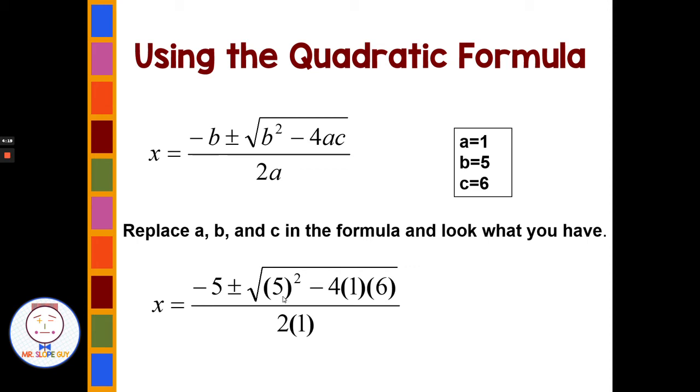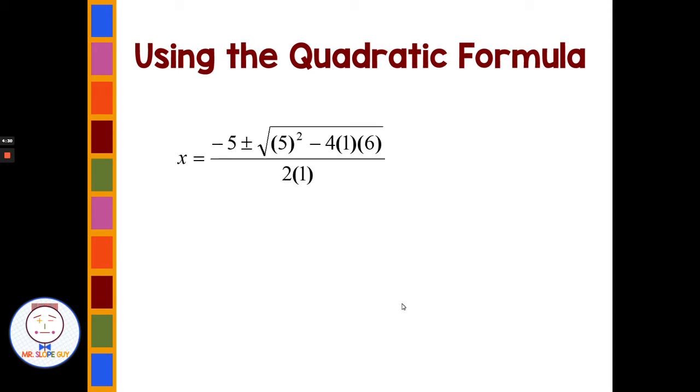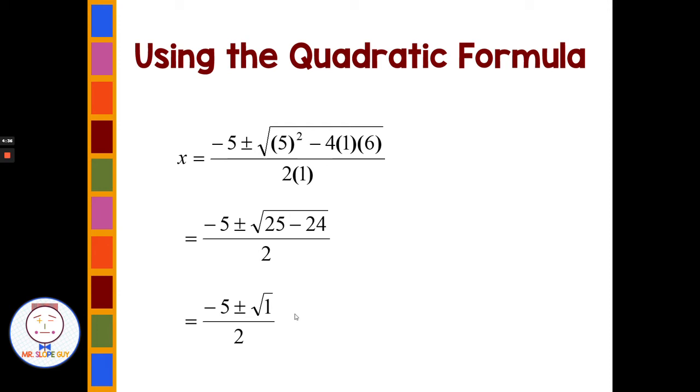So then I can start working this out a little bit. 5 squared is 25, 4 times 1 times 6 is 24, so 25 minus 24, and 2 times 1 is 2. Then 25 minus 24 is 1. Then I have negative 5 plus or minus the square root of 1 over 2. The square root of 1, well, 1 is a perfect square. 1 times 1 is 1. So I could have negative 5 plus or minus 1 over 2.